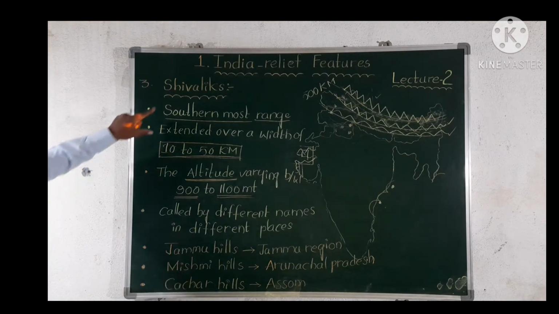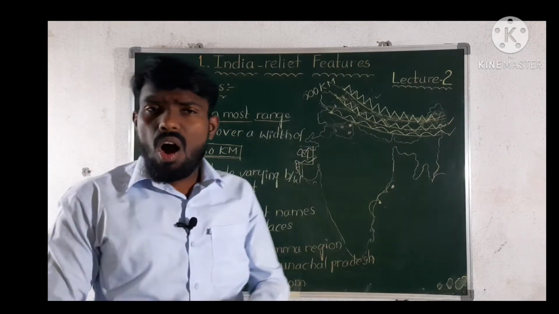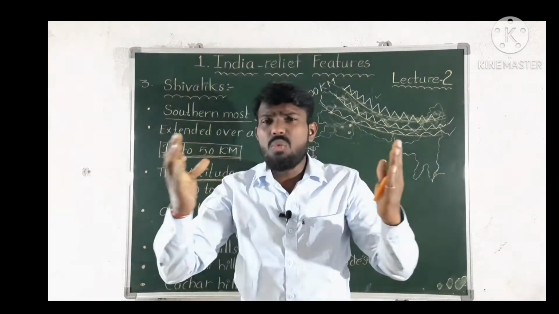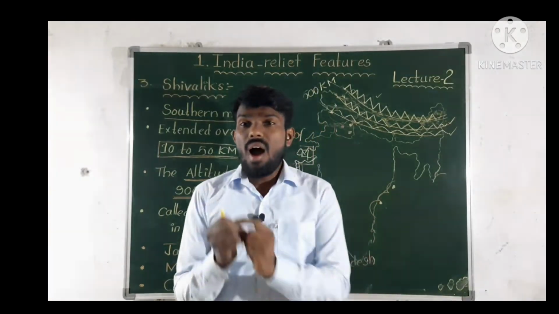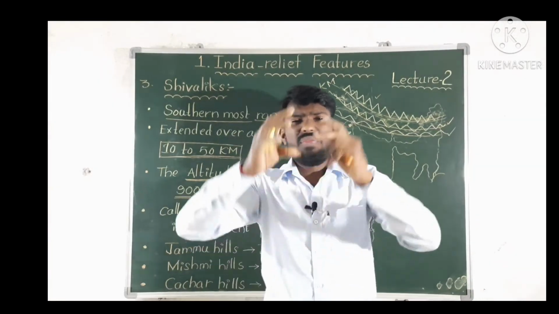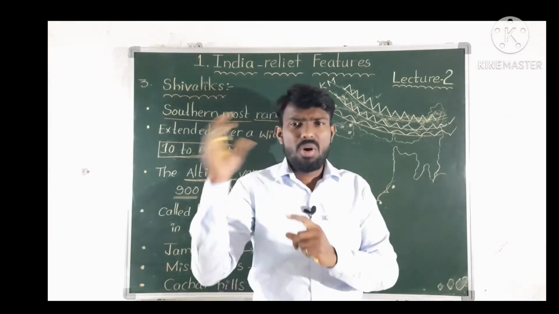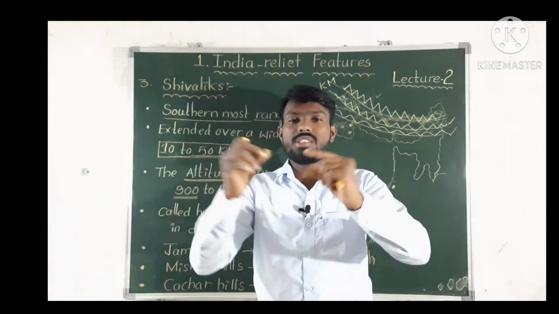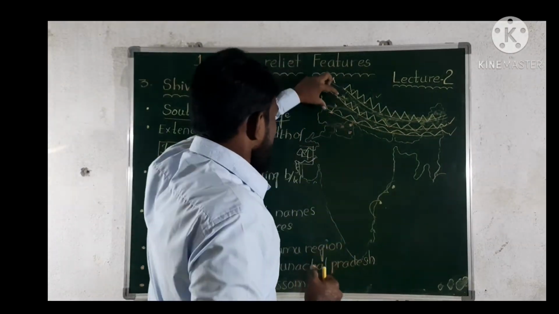So Shivaliks, the southernmost range, extend over a width of 10 to 50 kilometers. Altitude varies between 900 to 1100 meters. These are called by different names in different places: Jammu Hills in the Jammu region, Mishmi Hills in Arunachal Pradesh, Kachar Hills in Assam.